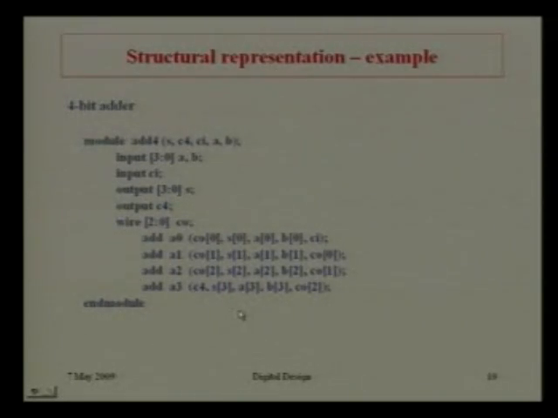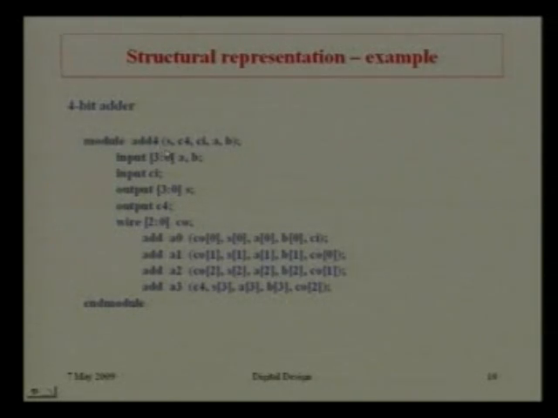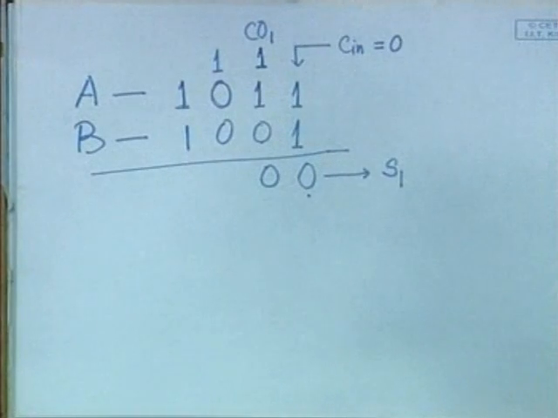Now if I write a 4-bit adder, this is my root module. This is my module add4. So module add4, sum, C4, CI, AB. C4 is the final carry out, CI is the carry in, AB is the operand. Now for the 4-bit adder, my A and B are 4-bit values, 1011 and 1001, the example we have just taken. A is 1001.